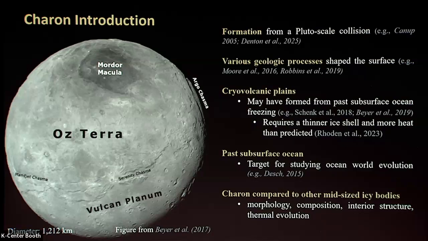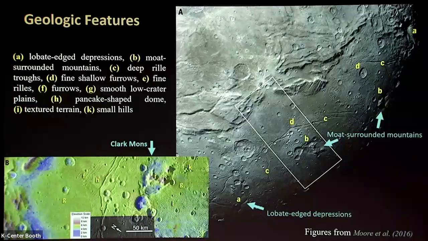In comparison with other mid-sized ocean worlds, such as moons that we see around Saturn and potentially Uranus. And that brings us to the point of this talk, which is to think about Charon in the context of some of these other bodies, comparing and contrasting morphology, composition, interior structure, and thermal evolution. Please advance the slide.